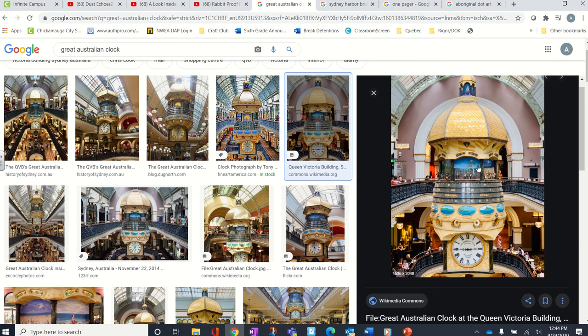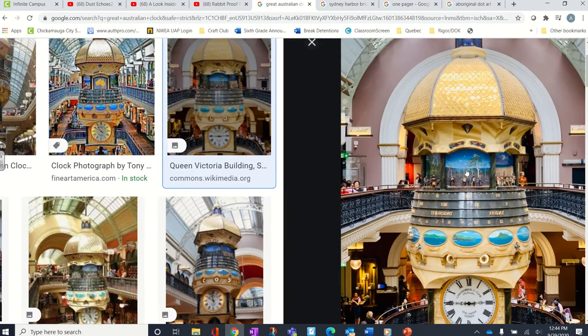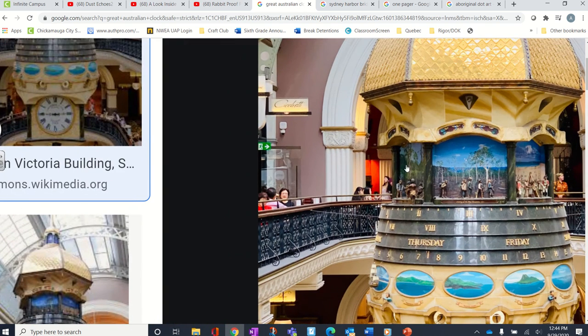That picture comes from this. This is the clock. It's the Great Australian Clock in the Queen Victoria Building. And if you look, it's this panel over here. So definitely not an inappropriate picture. It's in full display in this building in Australia. And it's showing what happened to the Aborigines, which is a really sad story.